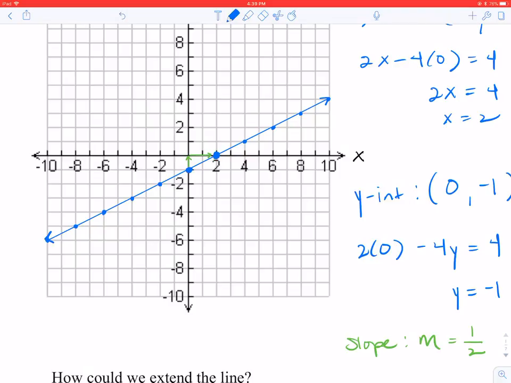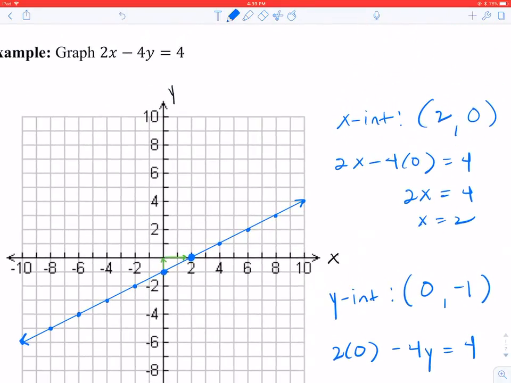And then for graphing from standard form, in an equation that's in standard form, you could always just make a t-chart and pick values for x to find the y values, and then plot points. But the intercepts are just two easy points to find.